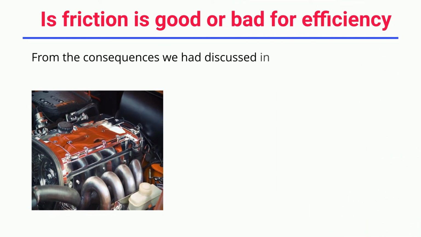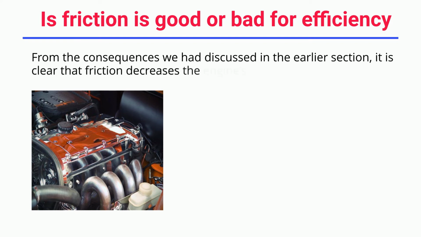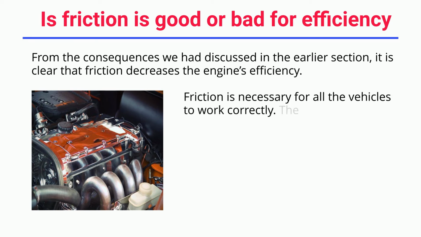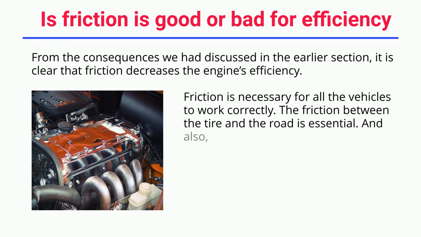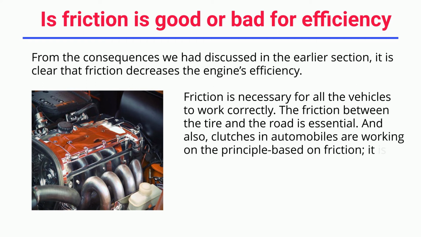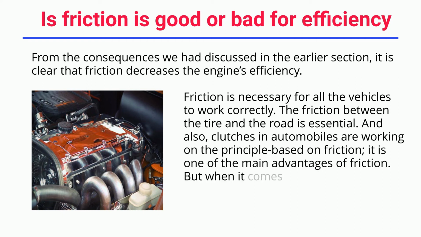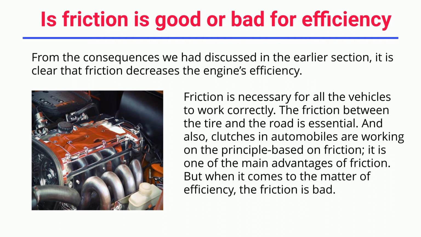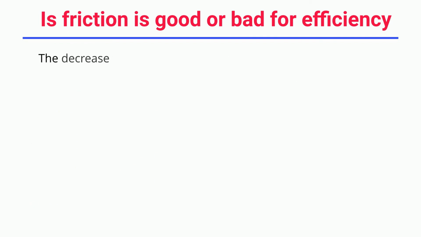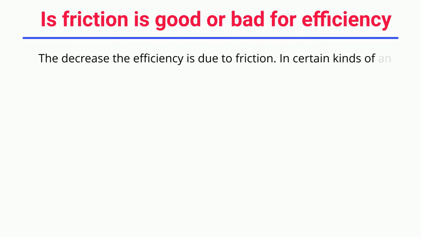Is friction good or bad for efficiency? From the consequences we discussed in the earlier sections, it is clear that friction decreases the engine's efficiency. Friction is necessary for all vehicles to work correctly. The friction between the tire and the road is essential, and clutches in automobiles also work on the principle of friction. It is one of the main advantages of friction. But when it comes to efficiency, friction is bad. The decrease in efficiency is due to friction.